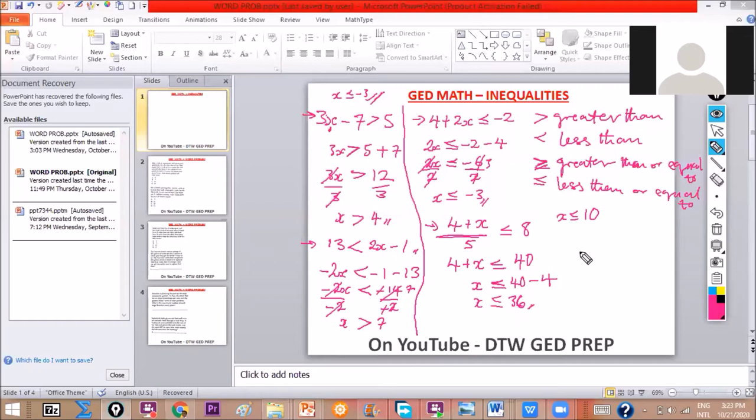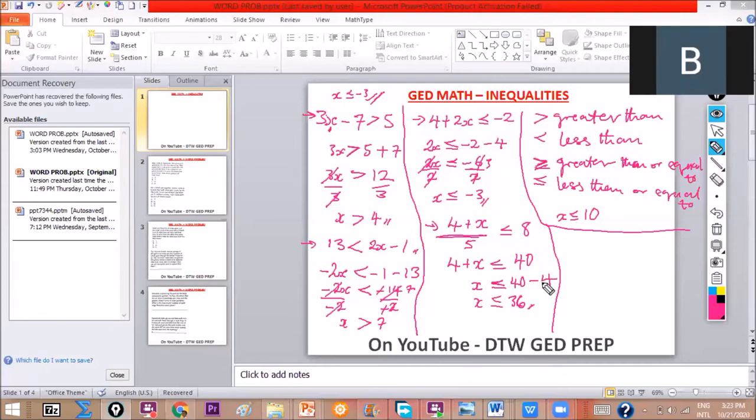I see my issue now. For the 4 plus x, I divided by 4, but I need to transfer the 4 to the other side and get the negative. Okay, thank you.